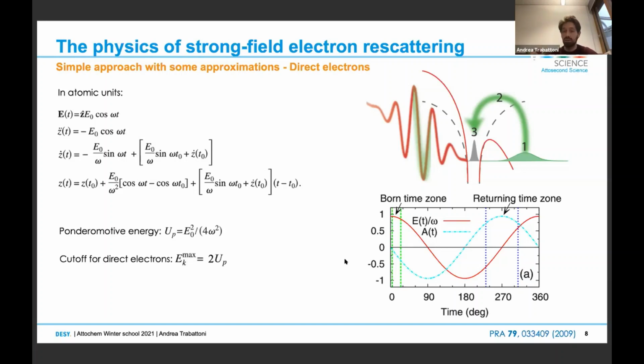But it is a cutoff, so it's a maximum energy, and you have a drop in the count of electrons, simply because you are approaching a point of the electric field where the ionization rate is really small. So you have a cutoff at 2Up for the direct electrons.